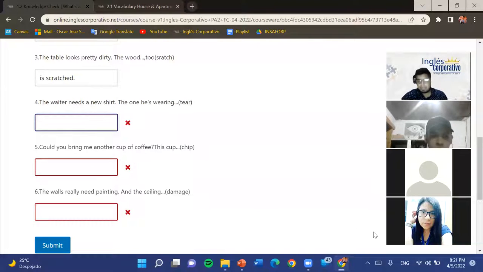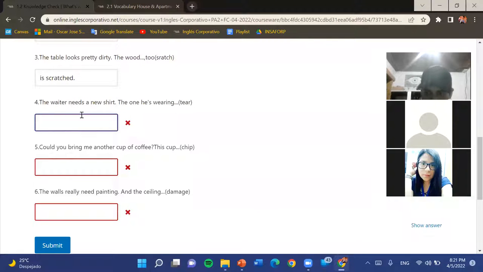Now, from Beatriz, once again, we're going to take now, Evelyn is back. So we're going to take now the answer from Evelyn. Evelyn, for item number 4 over here, the waiter needs a new shirt, the one he's wearing, and the word we can use is tear. So what will be the proper answer for this item over here? Evelyn?